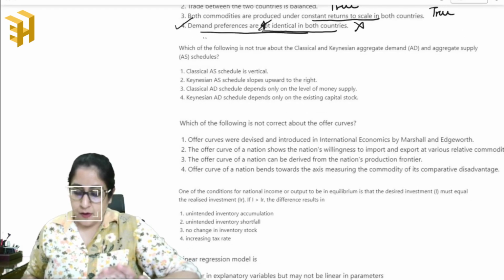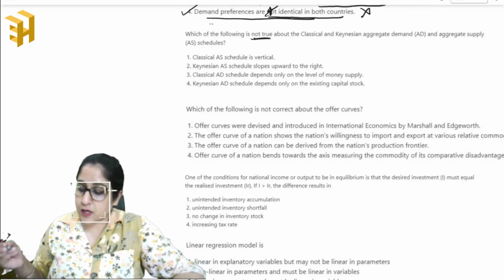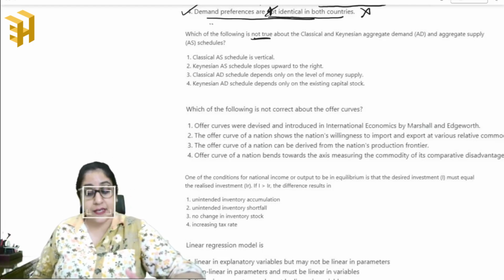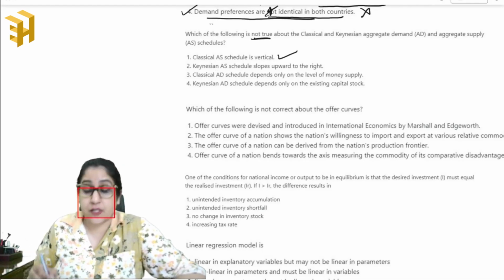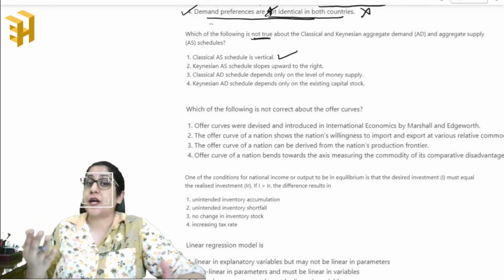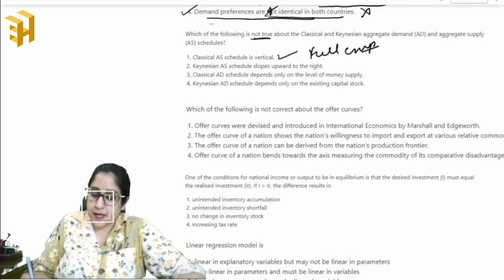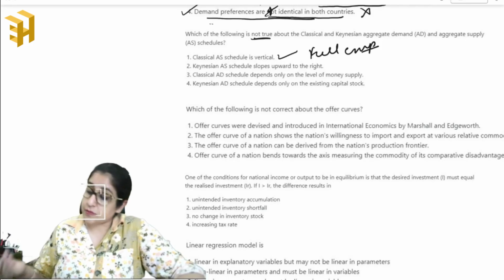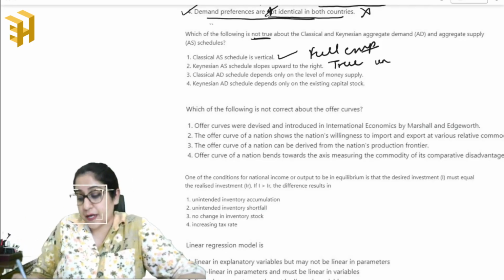Next, which of the following is not true about the classical and Keynesian aggregate demand and aggregate supply schedules? So classical aggregate supply schedule is vertical. This we know because classicals assume that we are operating at a full employment level. Okay, Keynesian aggregate supply schedule slopes upwards to the right. That is also true because Keynesians assume that we are operating at an underemployment level.